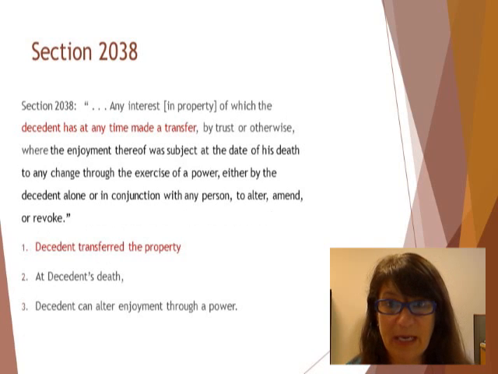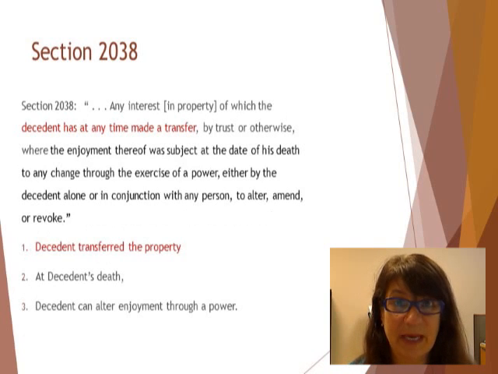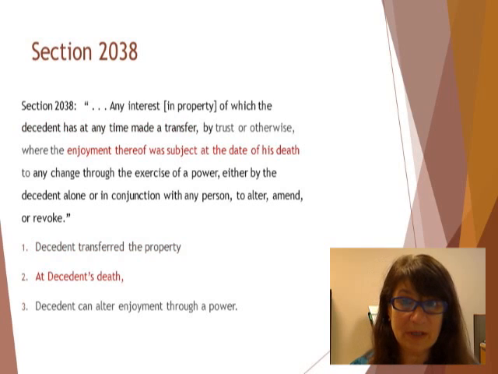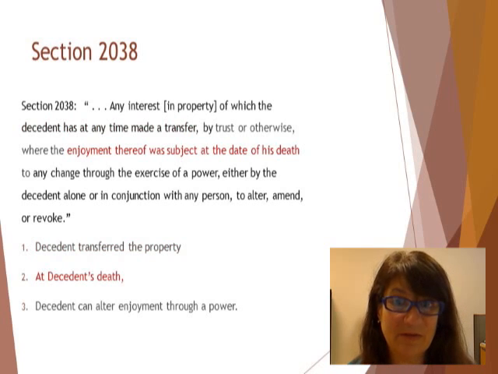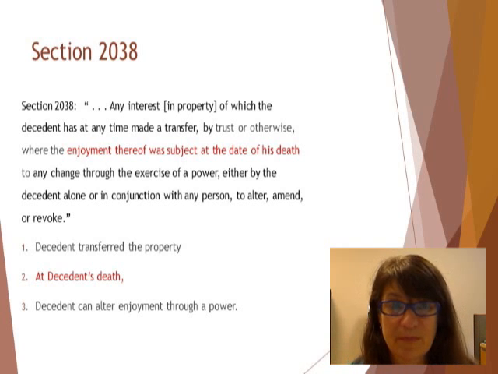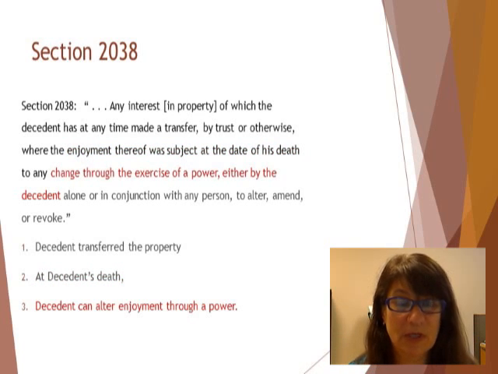Okay, so any interest of which decedent has made a transfer, so decedent has to have transferred the property, where the enjoyment was subject at the date of death. All right, so we're focusing at the time of death rather than at the lifetime from the transfer to death. Was subject to change through exercise of a power. All right, so that's what we're looking for. At death, the decedent can exercise a power over property that was transferred.